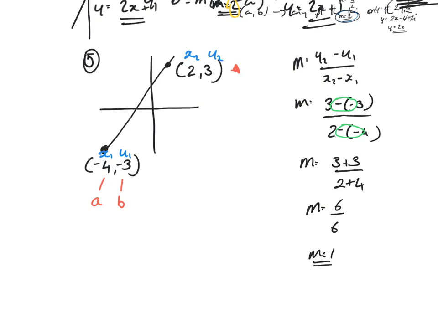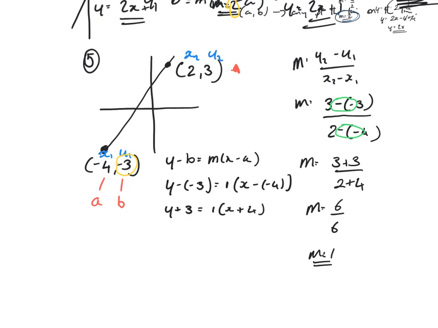Okay, so the gradient is 1, I've got my point AB, so straight to y minus b equals m bracket x minus a. So y minus b, well, b is minus 3, so it's going to be y minus minus 3 is equal to the gradient, which is 1, bracket x minus a. a is minus 4, so that's x minus minus 4. Okay, so that'll be y plus 3 is equal to 1 bracket x plus 4. So one lot of a bracket, well, it's just easy. 1 times x is x, and 1 times 4 is 4.